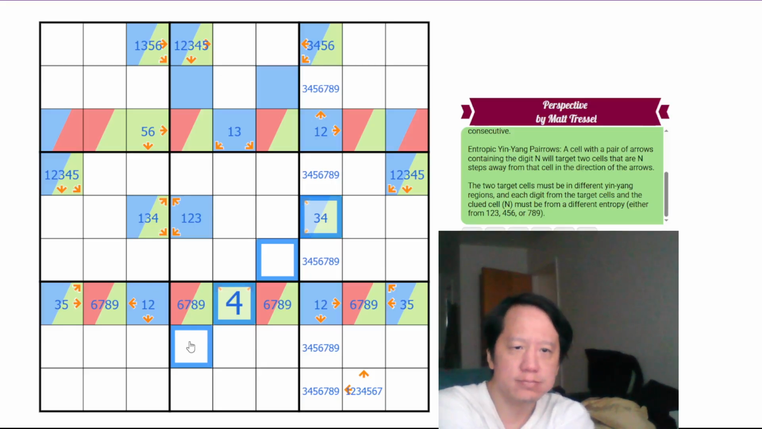Must be different clues or different region, yin-yang regions.